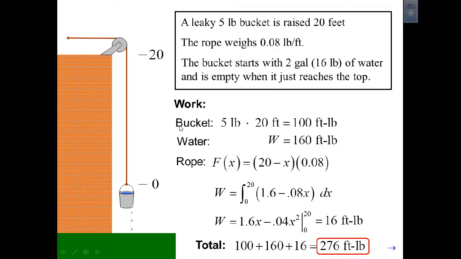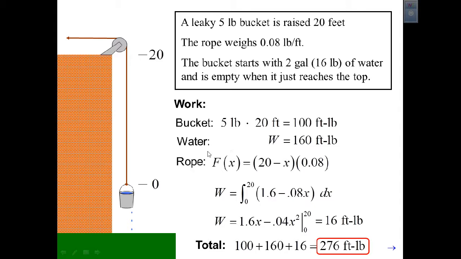We have a part that comes from just lifting the bucket. We have a part of lifting the water weight in the bucket, leaking out as it is. And we have part of it to do the rope. Now, if this bucket was not leaking, what would change? Well, we wouldn't have to integrate to find this, because it would be a constant weight that would be moving through the whole thing. So that's why, because the bucket's leaking, we have to do another integral.